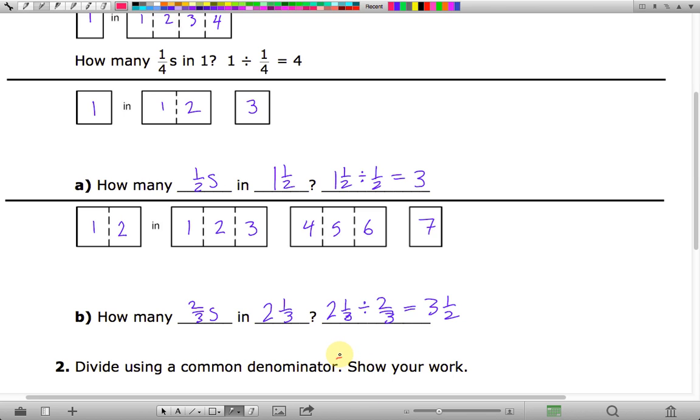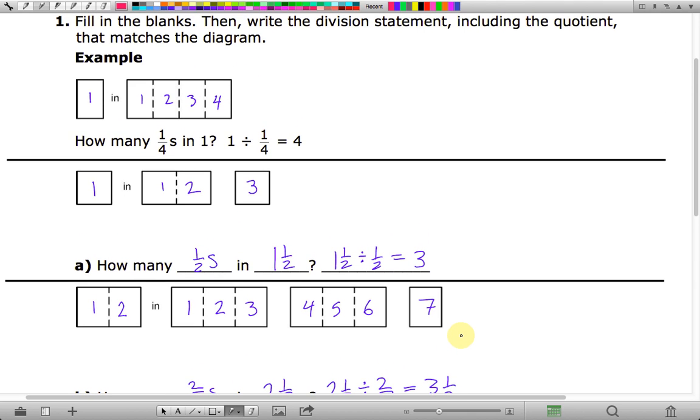And so I'm going to add some notes in red to help you understand how we can use common denominators to do this division. So let's go up to the example that's already been done for us. If we take a look at 1 whole, which is being divided by 1/4, we know that the 1 whole is equal to 4/4.